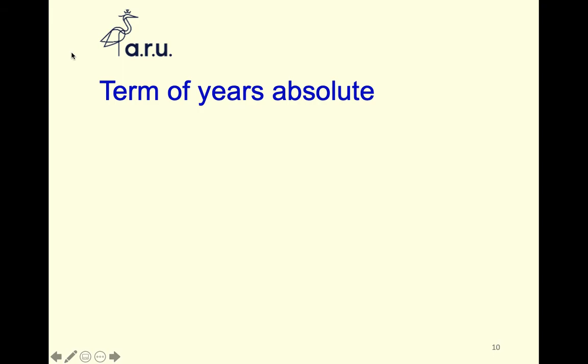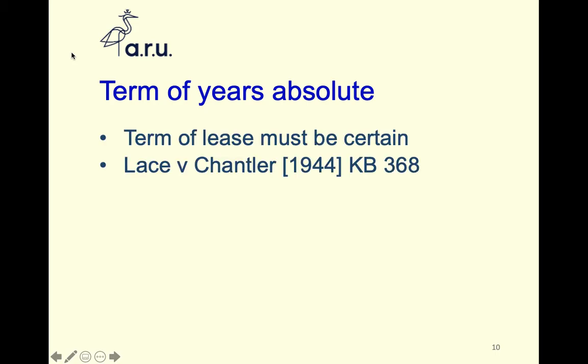So back to the idea of a lease. As I've said already, the terms of the lease themselves must be certain. We will be going through this in a bit more detail when we're looking at the difference between a lease and a licence, but intrinsically that idea of certainty is very important.